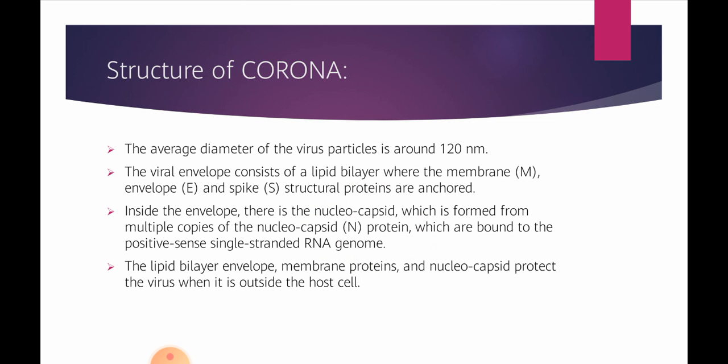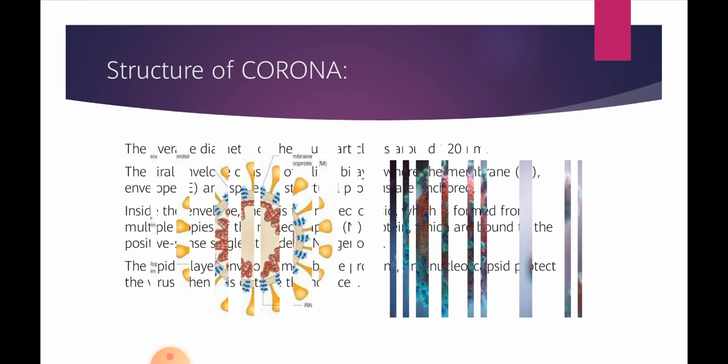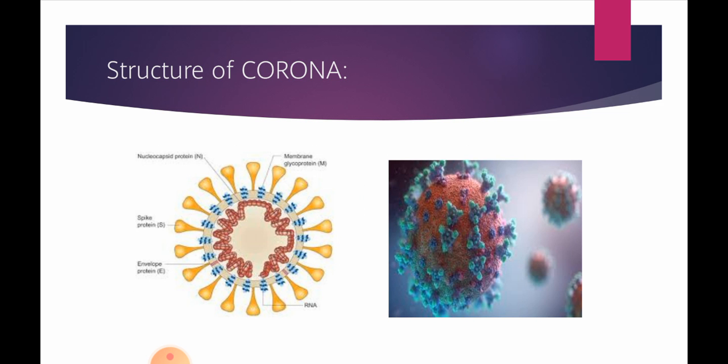Structure of corona. The average diameter of the virus particle is about 120 nanometers. The viral envelope consists of a lipid bilayer where the membrane, envelope, and spike structural proteins are anchored. Inside the envelope, there is a nucleocapsid which is formed from multiple copies of nucleocapsid protein, which are bound to the positive single-stranded RNA genome. The lipid bilayer envelope, membrane proteins, and nucleocapsid protect the virus when it is outside the host cell. Here is shown the structure of coronavirus.